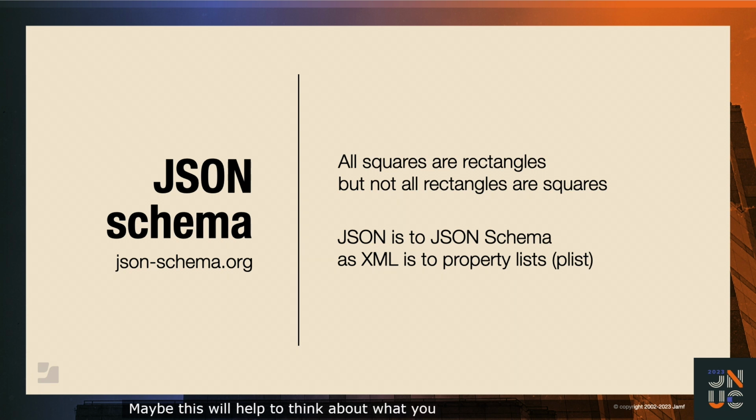And remember, our goal is to manage property list files on computers. All plists are XML, but not all XML is necessarily going to be a plist. The data that JSON Schema describes is very similar to the data that plists describe, which makes it very compatible for our needs.